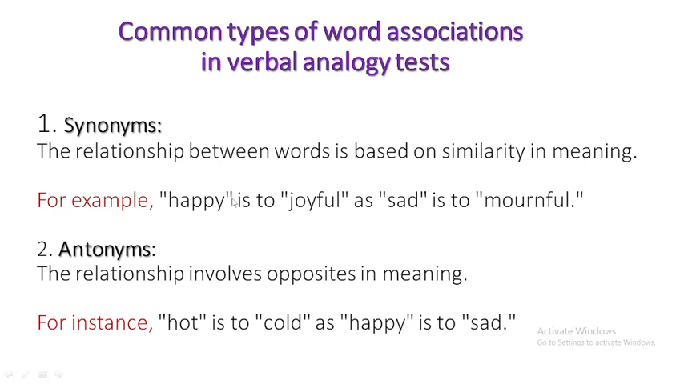First one, synonyms: words with similar meaning. For example, happy is to joyful as sad is to mournful. The second type, antonyms. The relationship involves opposites in meaning. For example, hot is to cold, happy is to sad. It is the opposite. So synonyms and antonyms.